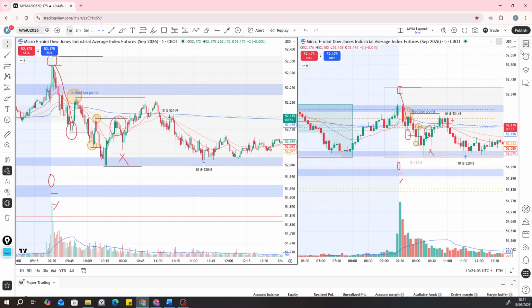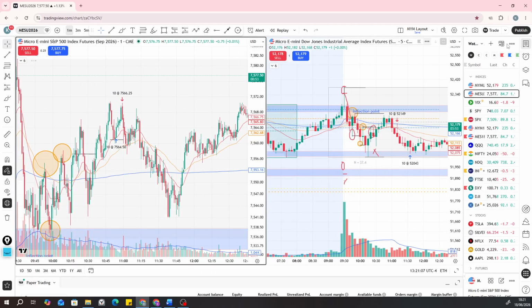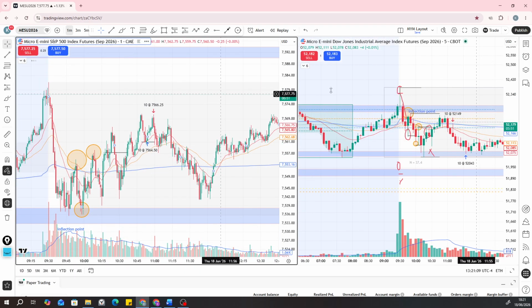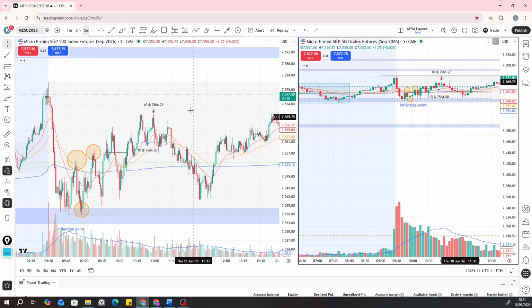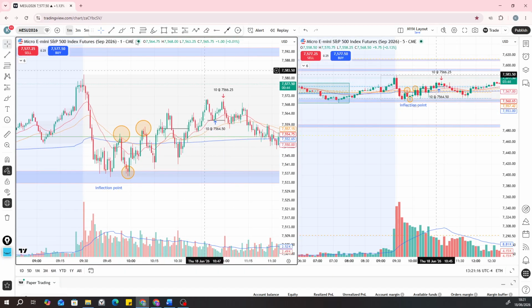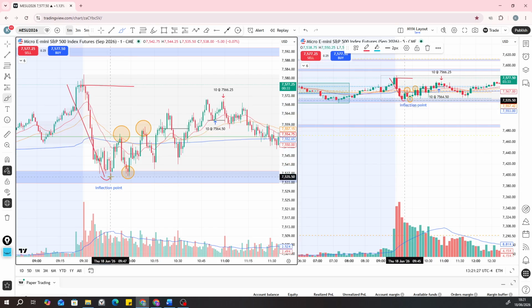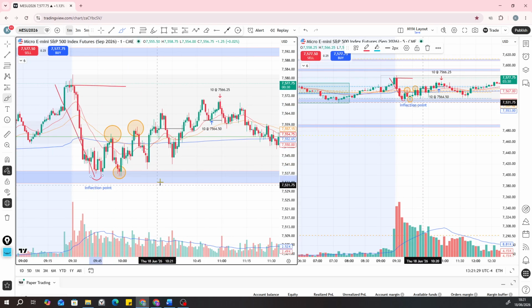Now we are going to analyze the micro E-mini futures, what happened over there. Now when the market has started over here, the same thing happened with the volumes. This first wave, sell side wave, came down, and it came all the way to this important support level, whereas the market stayed over here.